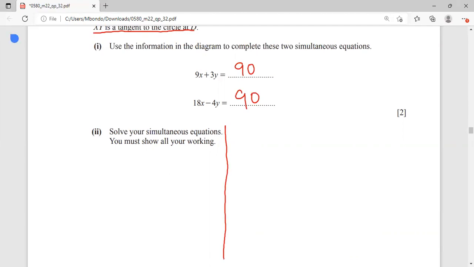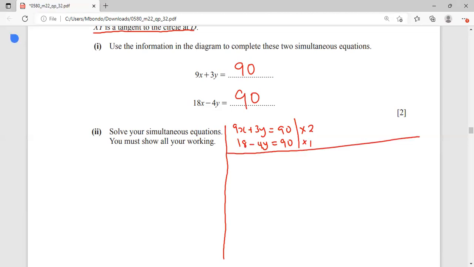So we are going to say 9x plus 3y is equal to 90. All right. Then we have 18x minus 4y is equal to 90. Okay. So we need now to use the elimination method. If we want to eliminate x, we are going to multiply this one by 2, this one by 1. So what will be the new equations?